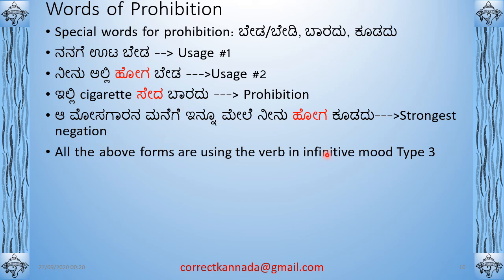Then the stronger form of saying prohibition is ಕೂಡದು. Okay, ಆ ಮೋಸಗಾರನ ಮನೆಗೆ ಇನ್ನು ಮೇಲೆ, means from here on, henceforth, right? ಇನ್ನು ಮೇಲೆ ನೀನು ಹೋಗ ಕೂಡದು. From now on you should not go to that cheater's house. Mosagara means cheater, a person who cheats. So all the above forms are using the infinitive mood type 3. ಹೋಗಬಾರದು, ಸೇದಬಾರದು, all these are infinitive mood type 3. Of course, you will find more about the infinitive mood in the mood tutorial.